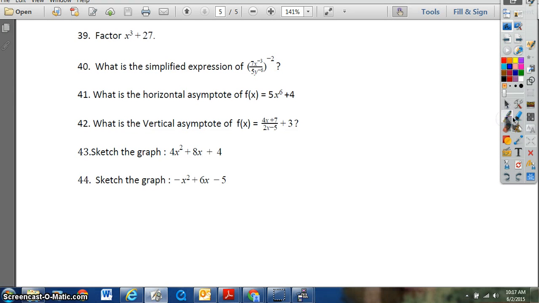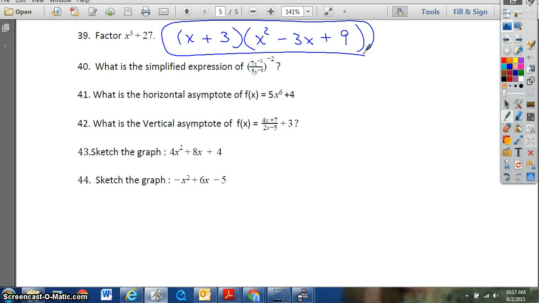39. Let's factor this. This is SOAP. So same sign, minus, then always positive on the end. Cube root of this is x. Cube root of 27 is 3. X times x squared is x cubed. 3 times 9 is 27. And this will be 3x.